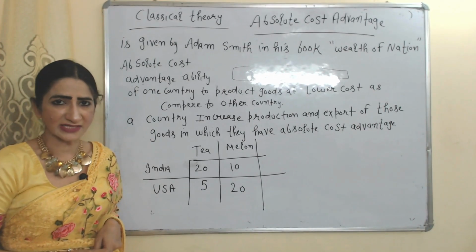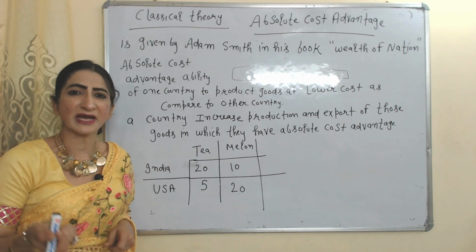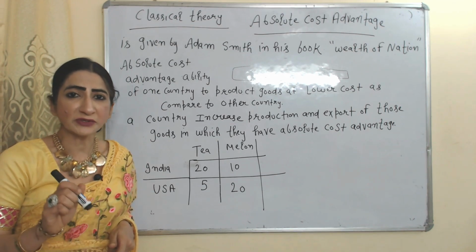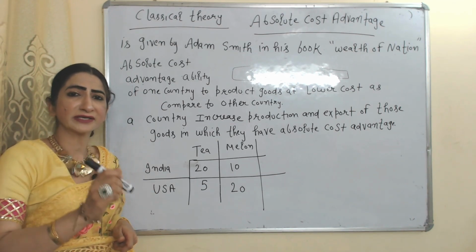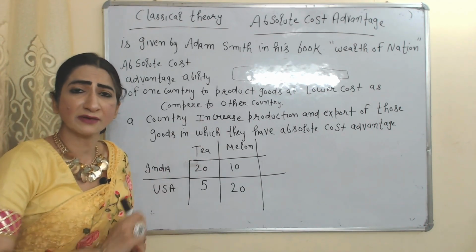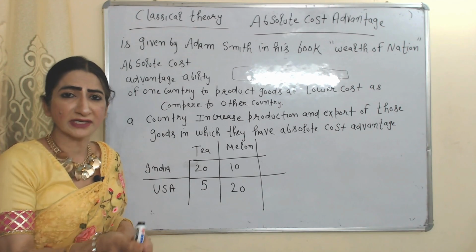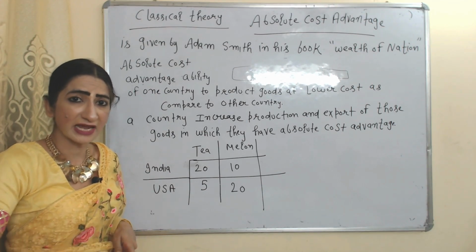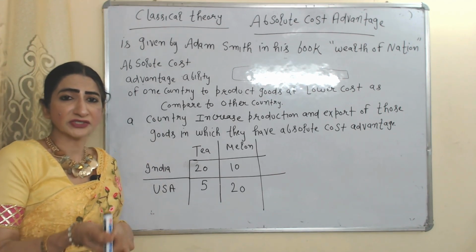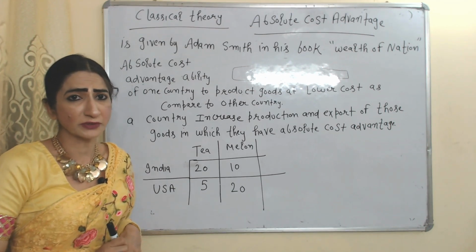Second classical theory is absolute cost advantage theory. Absolute cost advantage theory is given by Adam Smith in his book named Wealth of Nations. Absolute cost advantage is ability of one country to produce goods more efficiently and at lower cost as compared to other country. And according to this theory, a country should increase production and export of those goods in which they have absolute cost advantage.